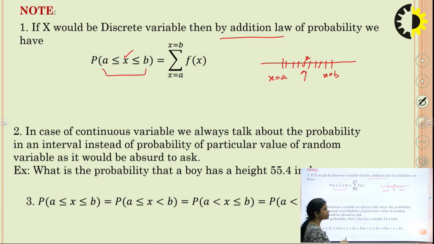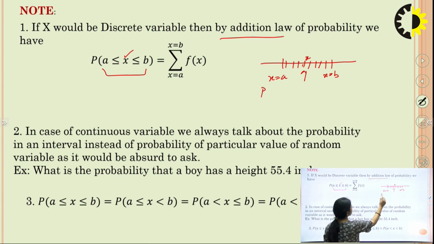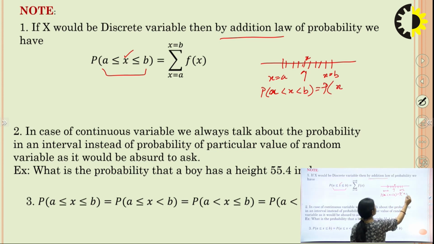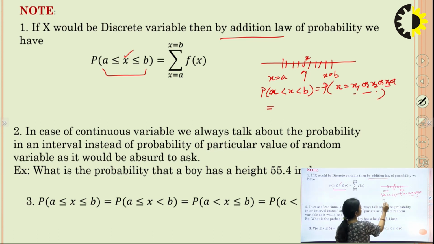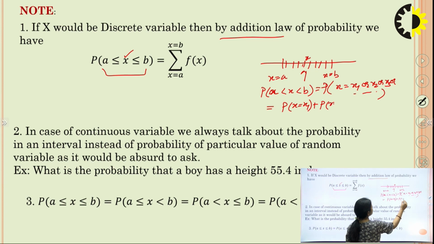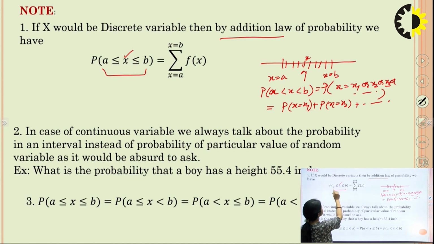So by addition law of probability, the probability of x lying in the interval a and b is equal to the probability of x is equal to x1 or x2 or x3 and so on. Just applying the addition law of probability, it will be equal to probability of x1 plus probability of x2 plus probability of x3 and so on. Means probability of x falling in the interval a and b can be obtained by finding the sum of all these probabilities moving x from a to b.